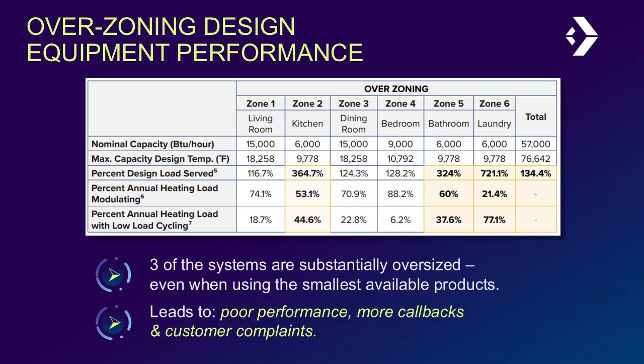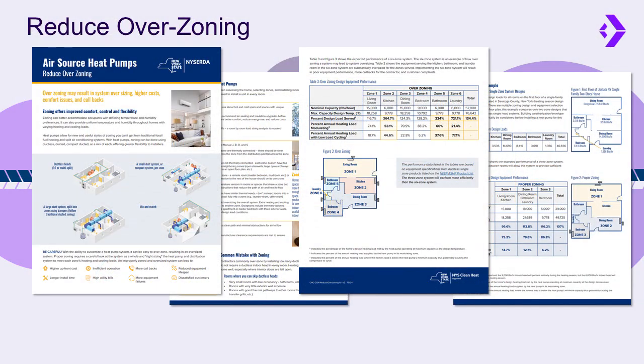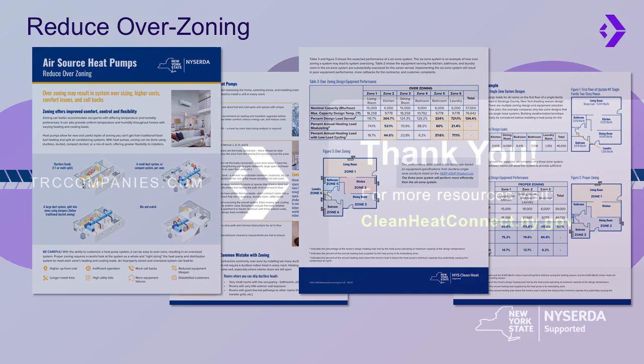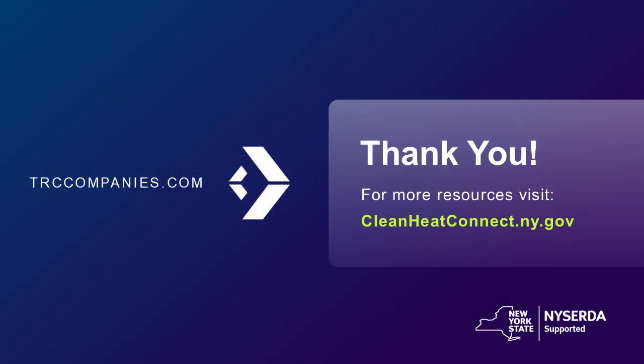When you overzone, you get oversized equipment, poor performance, more callbacks, and unhappy customers. The smart approach is to zone by how people live and how loads interact, not by how many rooms there are. If you're looking for more details on how to prevent overzoning, there's a great resource available at cleanheatconnect.ny.gov for a closer look at system options and tips to help you make the best choice for your project. A link to the PDF will be available in the description.